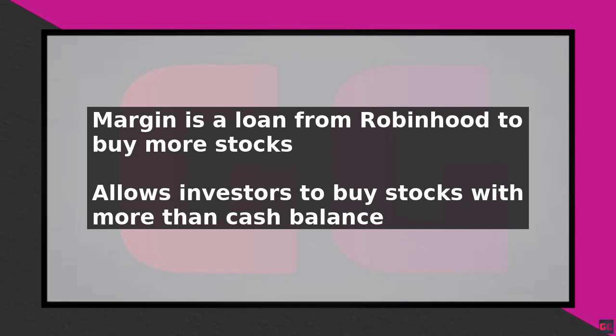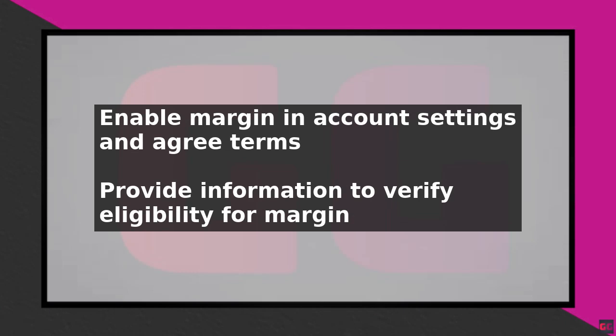To get started, you need to enable margin on your Robinhood account. This can be done by going to the account settings and selecting the margin option. You will need to agree to the terms and conditions, and you may need to provide additional information to verify your eligibility for margin. Once you have enabled margin, you can start buying stocks using the borrowed money.